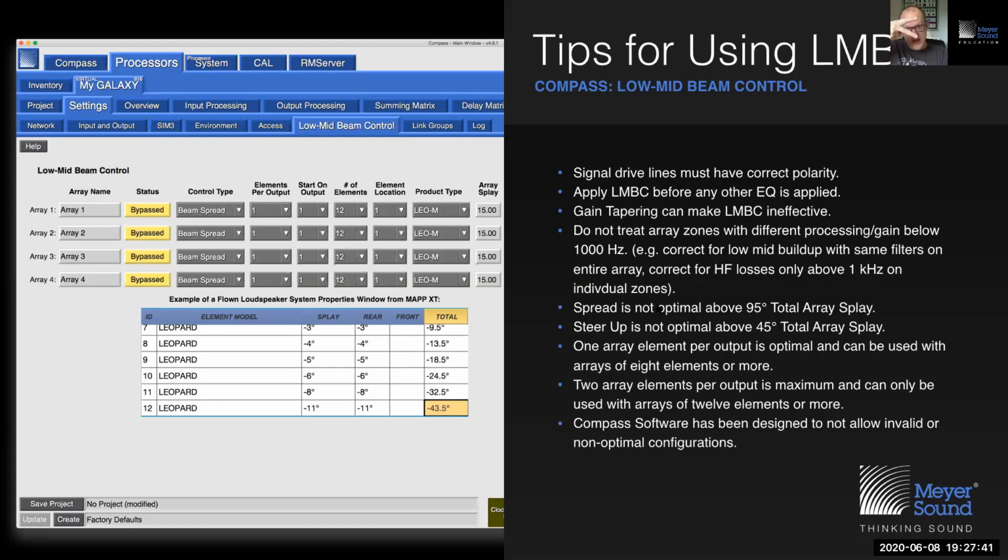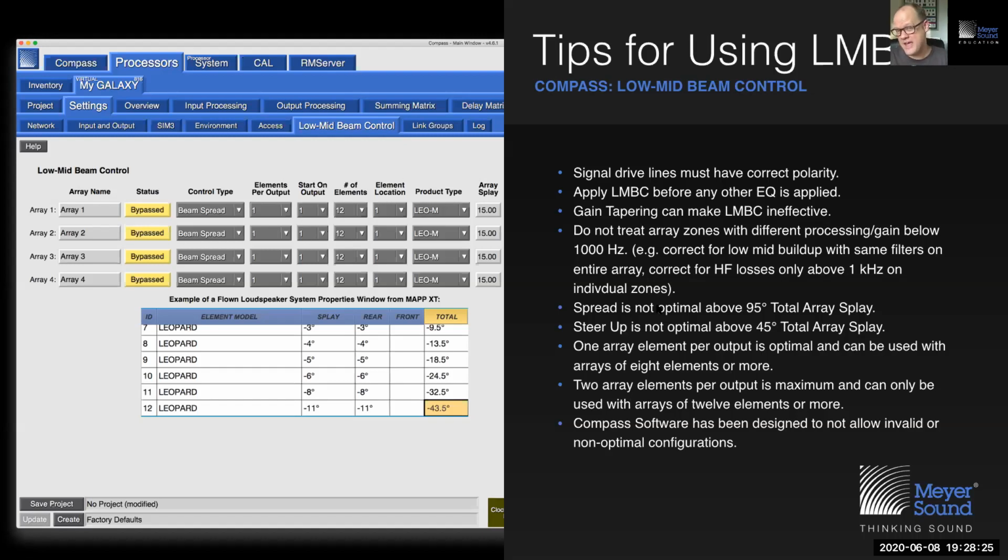When you do a beam spread, you will not get optimal results when you try to spread more than 95 degrees. So that's ill-advised. And the same is true with the steer up. The steer up is not optimal when the array splay, which we'll discuss in a second, exceeds 45 degrees. Our recommendation is to wire one element per Galaxy output, which means that the most you can do on a single Galaxy is 16 elements wired individually. If you insist, you can also do 2 elements per output, in which case you need at least 12 loudspeakers. You need at least 6 times 2 loudspeakers for it to work.